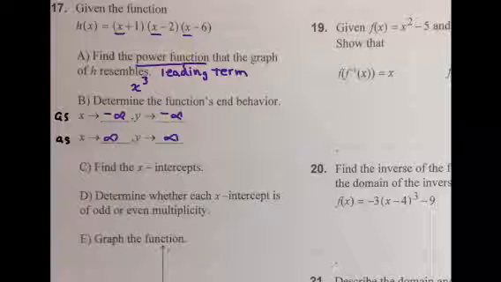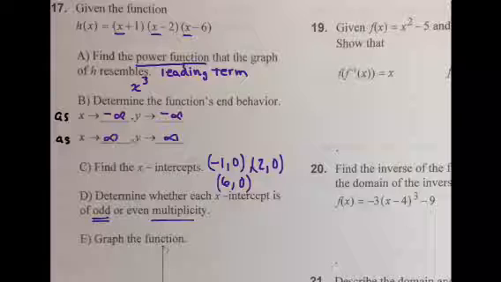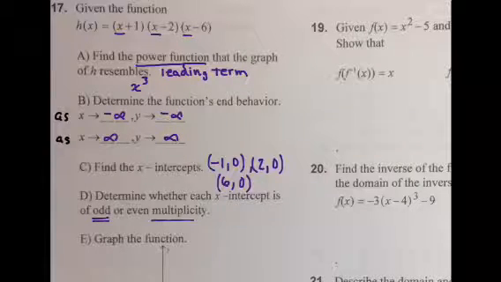Okay, the x-intercepts, you look at the factors and you ask yourself, what makes them 0. So negative 1, 0 for the first one, 2, 0 for the second one, and 6, 0 for the third one. The multiplicity for each one is odd because the powers up here are all 1, and 1 is an odd number. And so now we're going to graph this.